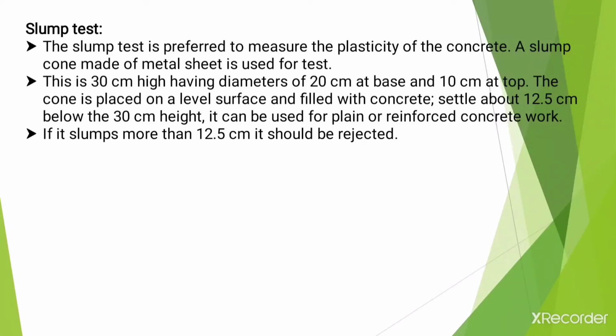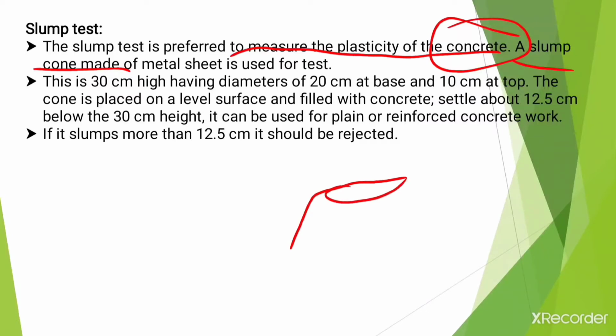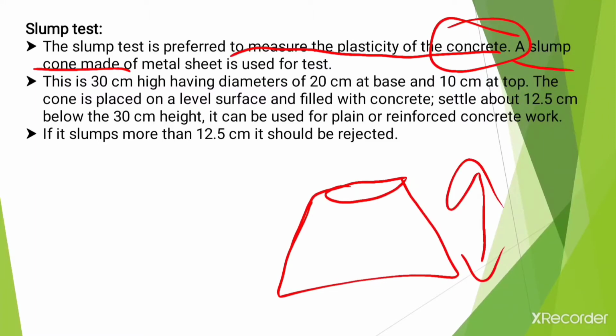And slump test is used to measure the plasticity of the concrete. Now in this slump test, a slump cone is used, that is made up of metal sheet. And this is 30 centimeter high, having the diameters 20 centimeter at base and 10 centimeter at top.